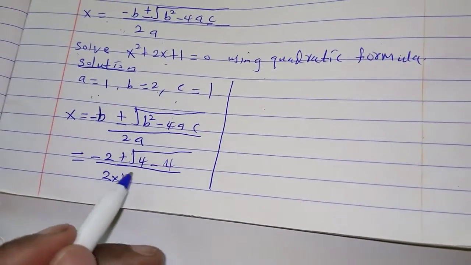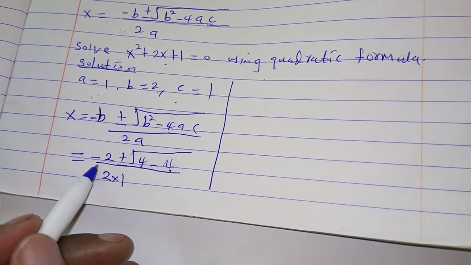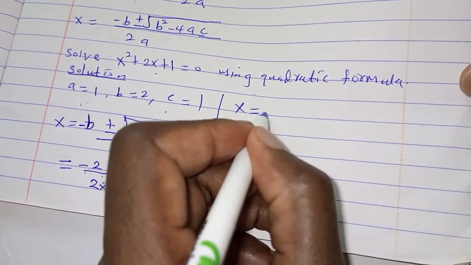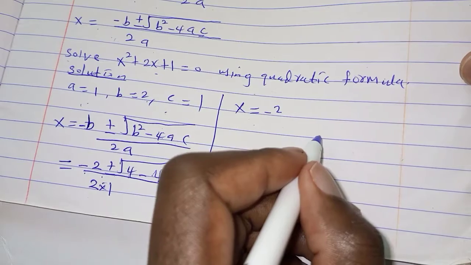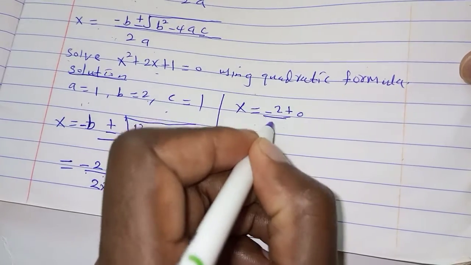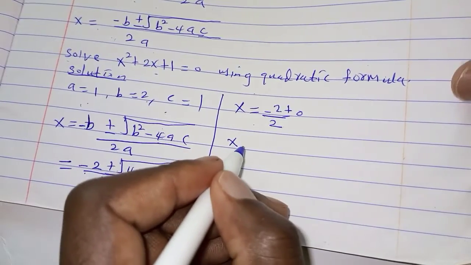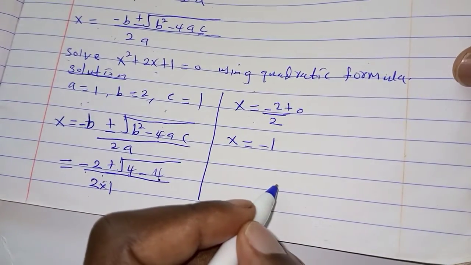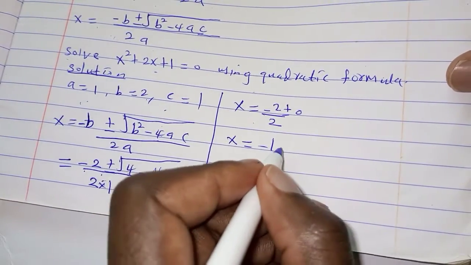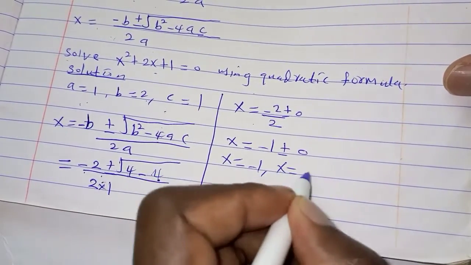If you look at this, 4 minus 4 is 0. The square root of 0 is 0. So our x is equal to minus 2 plus or minus 0, divided by 2. Meaning that x is equal to minus 1 plus or minus 0, so our answer is x is equal to negative 1 and x is equal to negative 1.